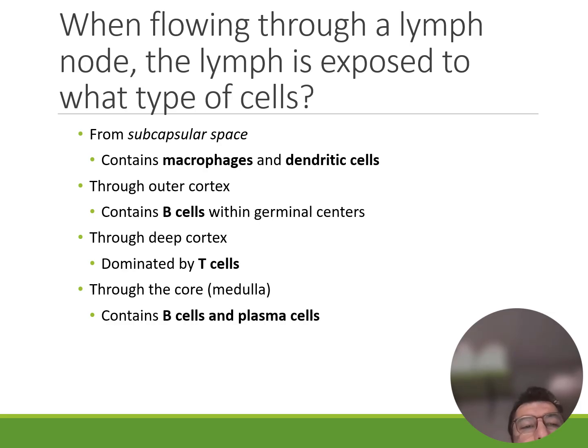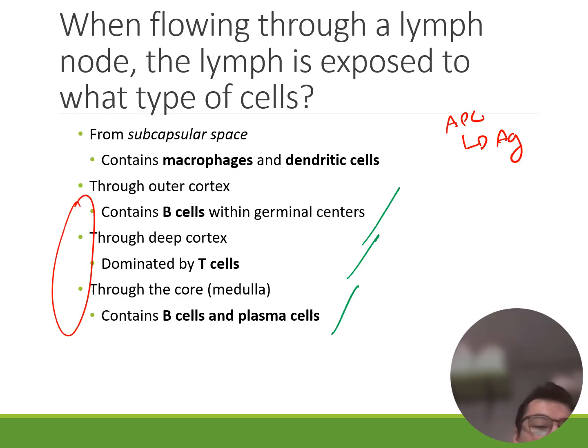When flowing through a lymph node, the lymph is exposed to what type of cells? Remember that we're exposing it to lymphocytes, which are B cells, T cells, and NK cells. But we also have another type of cell here, and that is the antigen presenting cells. Antigen presenting cells are also capturing antigens, pathogens, and they are presenting them to these cells right here.